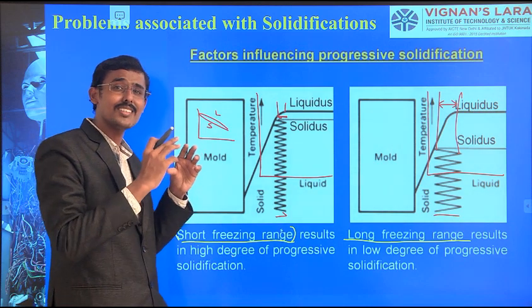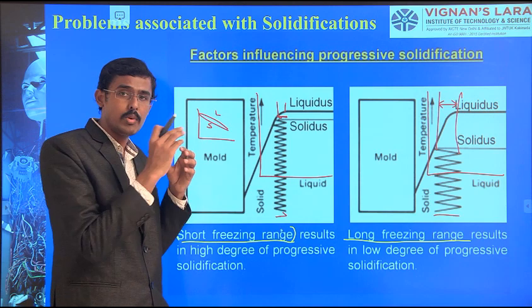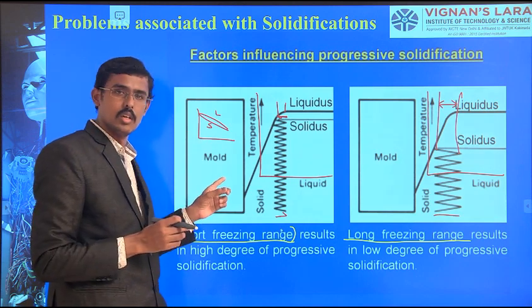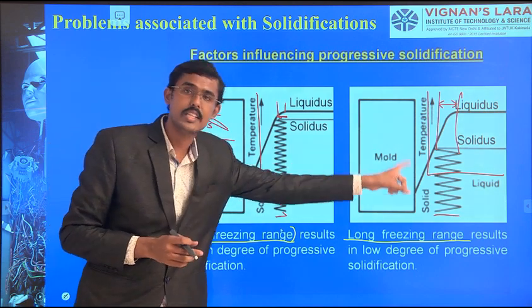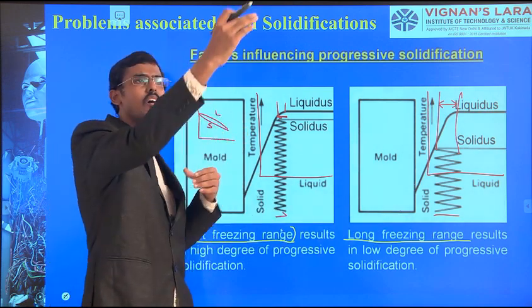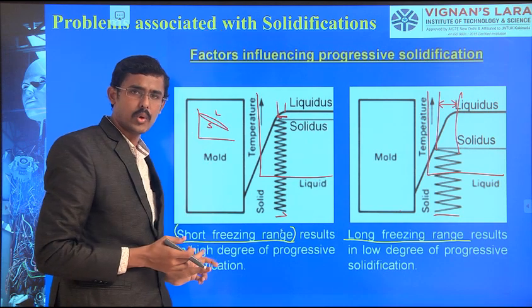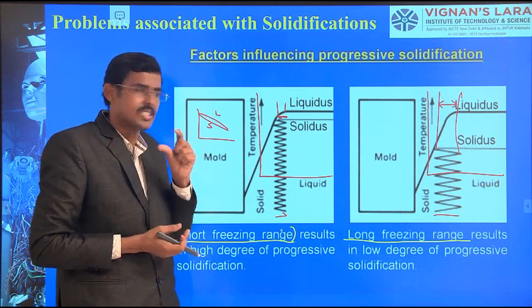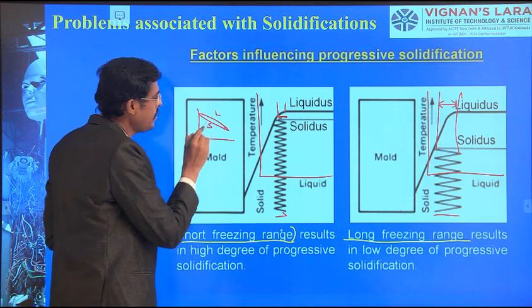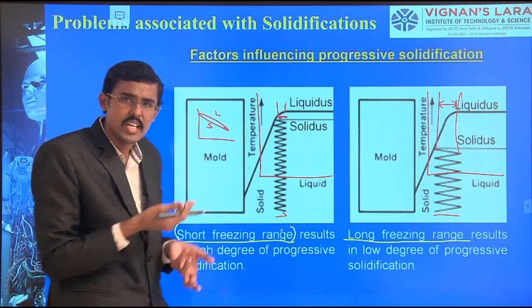We have taken alloy systems like aluminum and steel, or aluminum and magnesium, for these cases. Likewise, we can consider that one alloy system should contain a long freezing range. If it has a short freezing range, progressive solidification will happen because there is no chance otherwise. The time taken is very low. Liquid to solid transition takes place immediately.